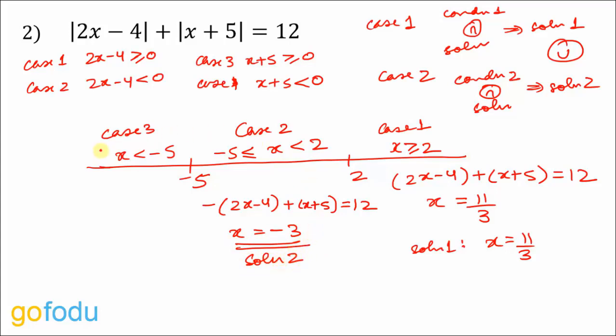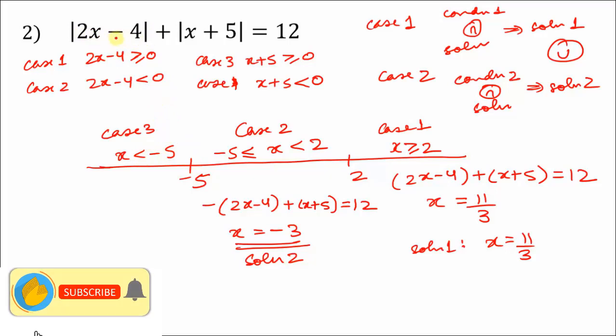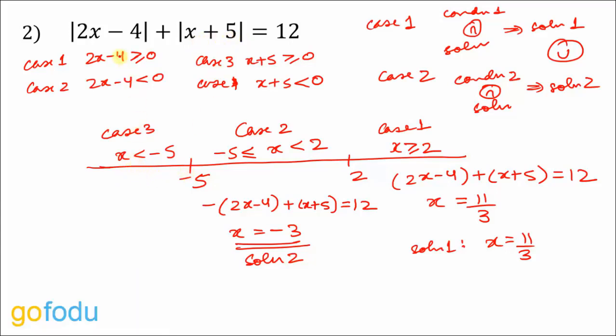Take case 3, x is less than minus 5. This is our condition, and towards the left of minus 5, this term will be negative and this term will also be negative. If you are confused about whether this term will be positive or negative, you can pick any value towards the left of minus 5. Take minus 6, put x as minus 6 here. We get minus 12 minus 4, that is minus 16. 2x minus 4 is negative. And put x as minus 6 here, we get minus 6 plus 5 as minus 1. Again, this term also is negative towards the left of minus 5. So both these mods will open with a negative sign in front.